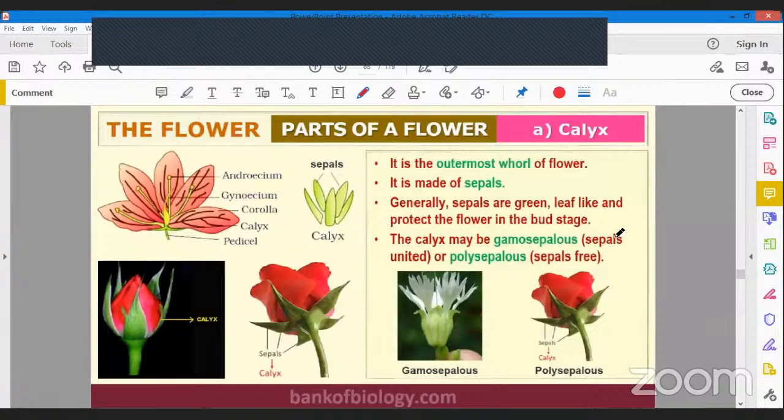Then calyx may be gamosepalous, that is, the sepals may be united. Okay. Or polysepalous, the sepals may be free. Take it down.